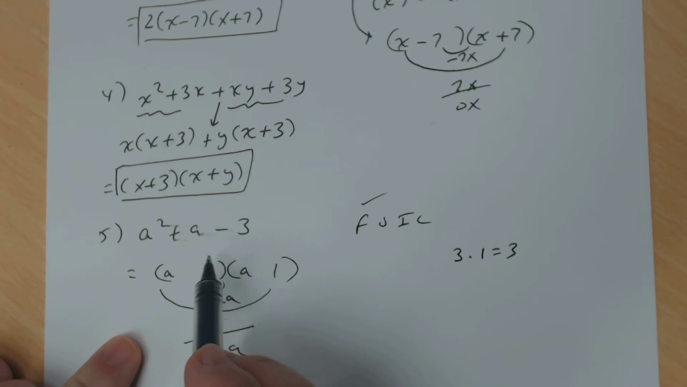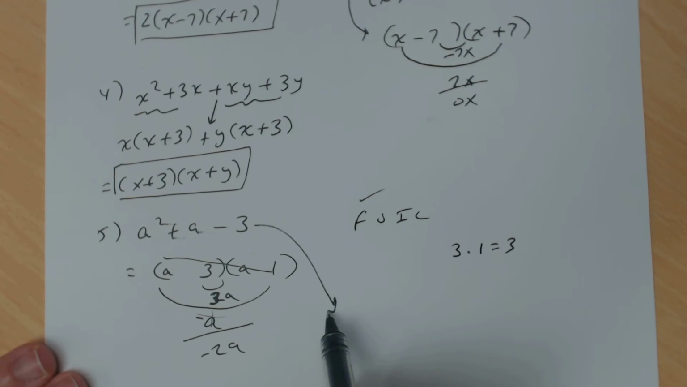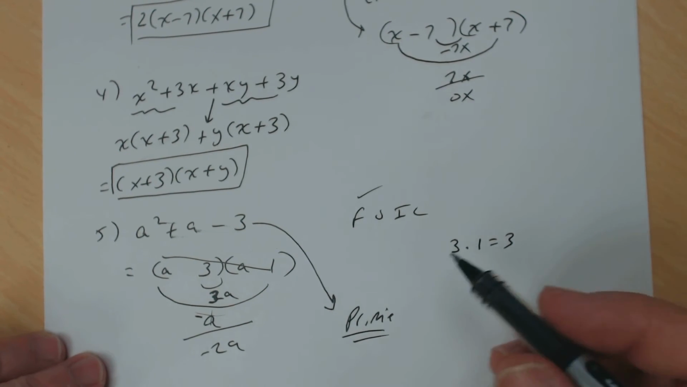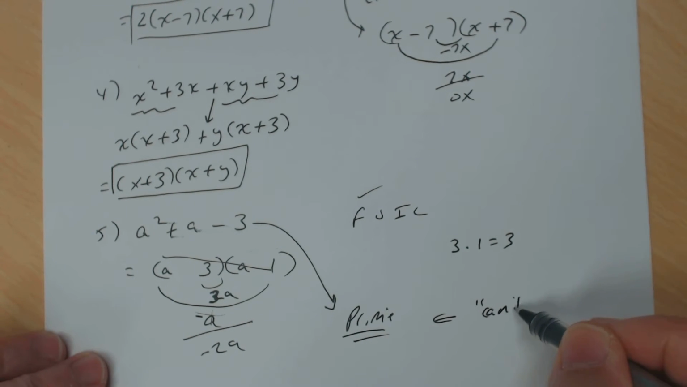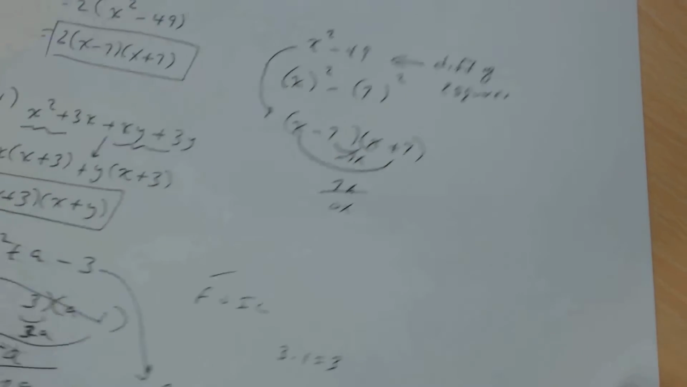So what that means is that this right here cannot be factored, so we say it's prime. So a squared plus a minus 3 is prime. Remember, prime means cannot be factored. All right. Okay, and let's look at one more in this group.